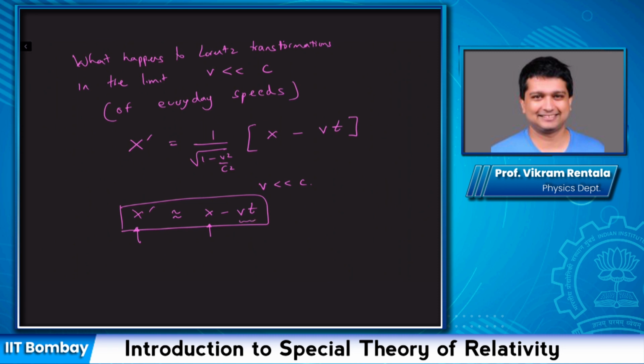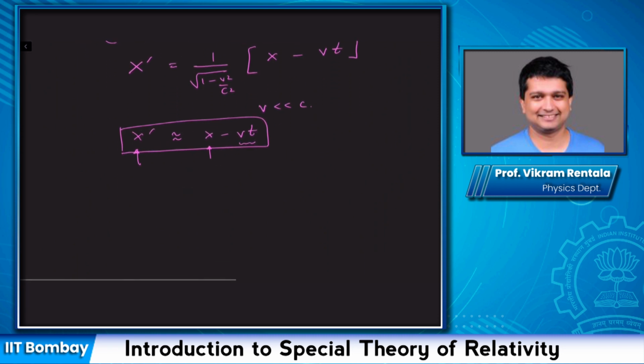Okay, but now we also know that time is relative. That is, the time t prime as measured by the second observer is not going to be the same as the time t as measured by the first observer. What happens to the relativity of time in the limit that the speeds are much smaller than the speed of light? So for this, let's look at the relationship of t prime to t.